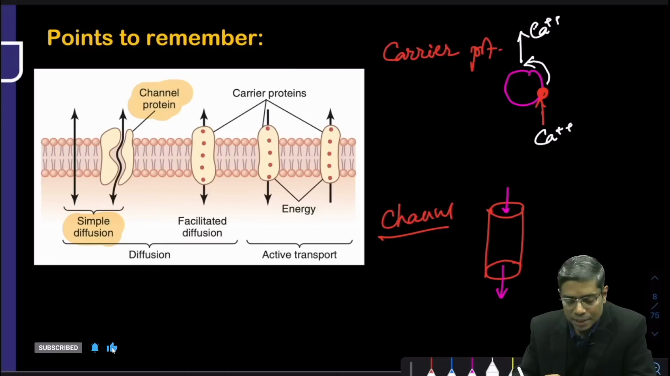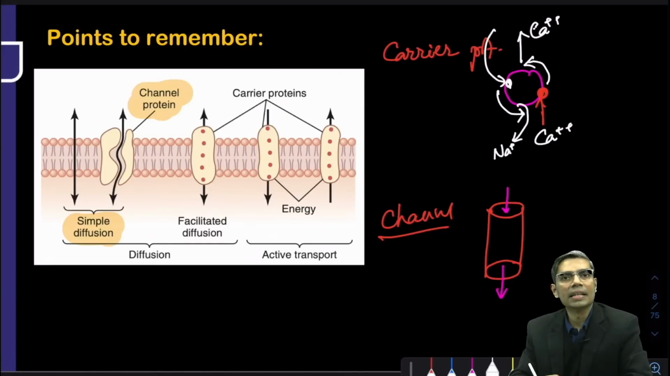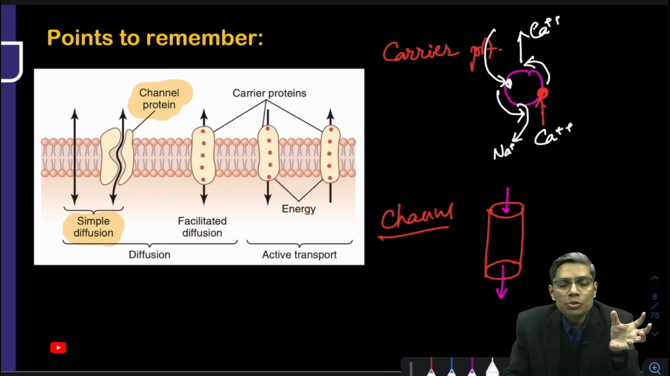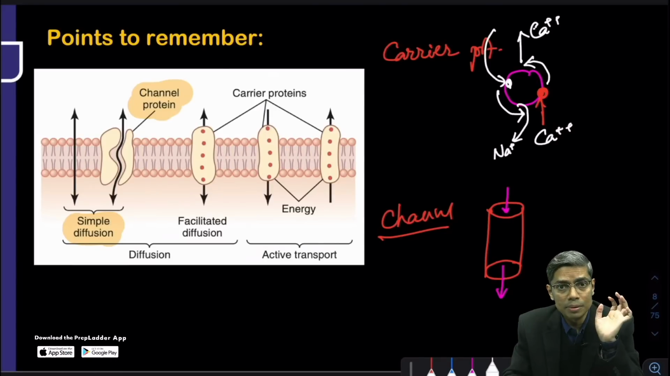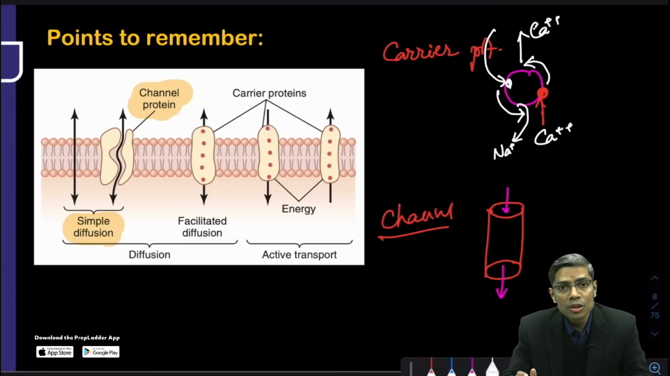Suppose this is calcium. Same way, if it is transporting sodium, first the sodium has to attach to this carrier protein, and then the carrier protein will change its shape, and after changing shape it will release the sodium on the other side. Getting my point? So the bottom line is that a carrier protein actually binds with the substance to be transported, then changes its shape, and then releases the molecule. But in case of a channel protein, it neither changes its shape nor binds with the substance to be transported.